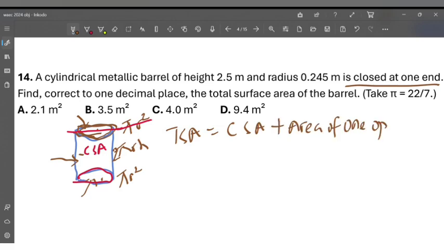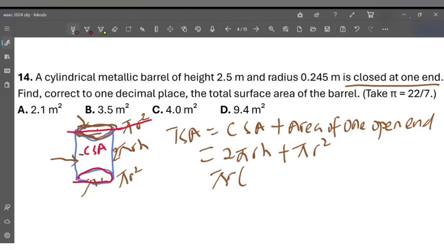I'm trying to make it make sense to you, so you don't just rely on formulas. So what is the curved surface area formula? 2 pi r h, plus what is the area of the one open end? Pi r squared. So that's the formula we are going to be using in this case. I can even factorize to make it easier, factorizing what is common, pi r, into 2h plus r. So that's the formula I'm going to use to solve for the total surface area of a cylinder with one end open and one end closed.